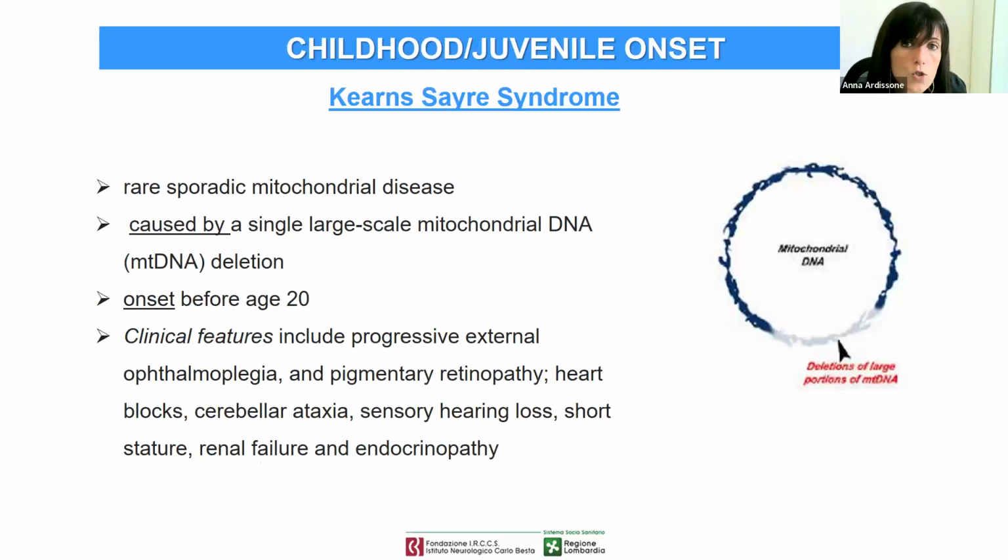Moving on, childhood and juvenile onset. The most common leukoencephalopathy is Kearns-Sayre syndrome. This is a rare sporadic mitochondrial disease caused by a large-scale mitochondrial DNA deletion, and so it is sporadic. The onset is generally before age 20, and the clinical features include progressive external ophthalmoplegia and retinopathy, cerebellar ataxia, sensorineural hearing loss, and extra-neurological symptoms, first of all heart block, renal involvement and endocrinopathy.